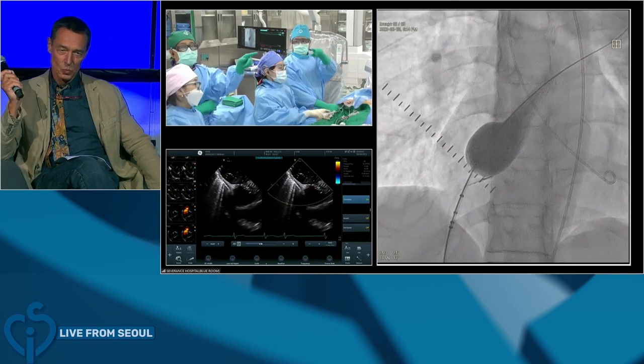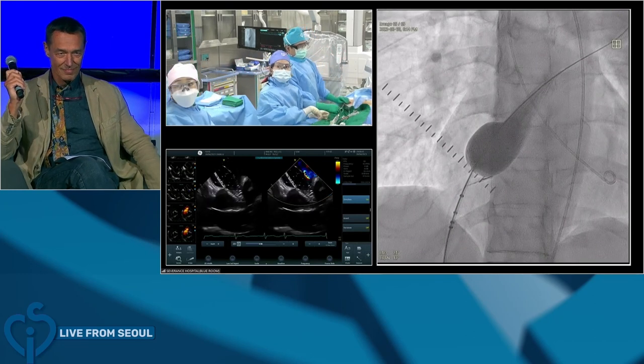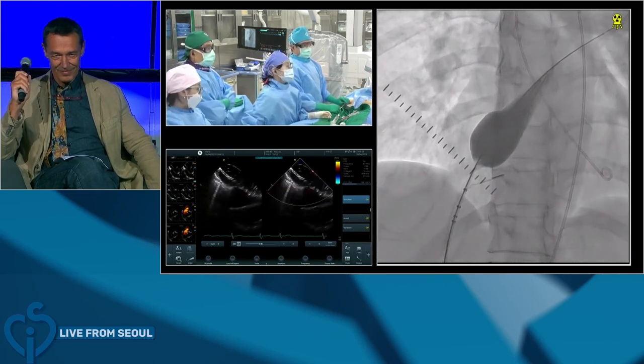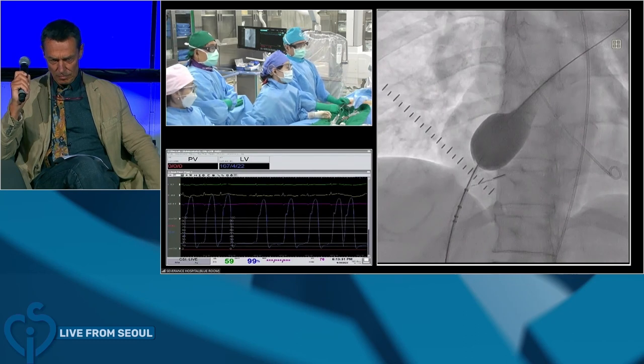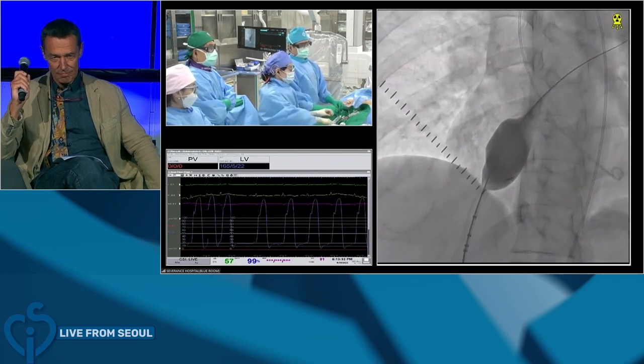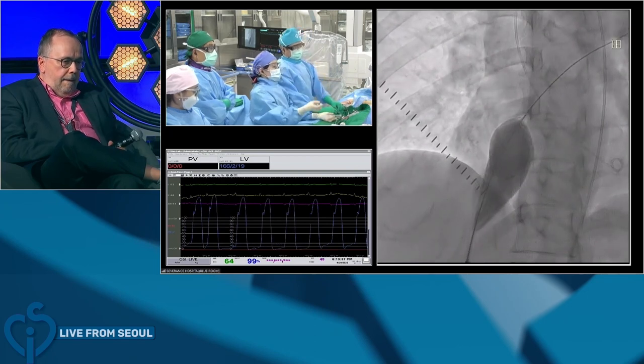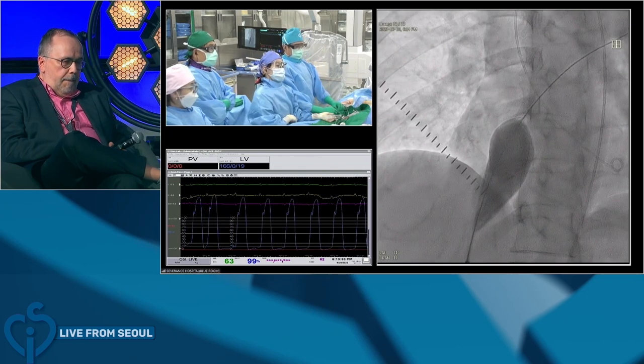Blood pressure, please, camera. Blood pressure. Polygraphy. What kind of balloon is it? What size? This is a 34 millimeter Cocoon balloon.